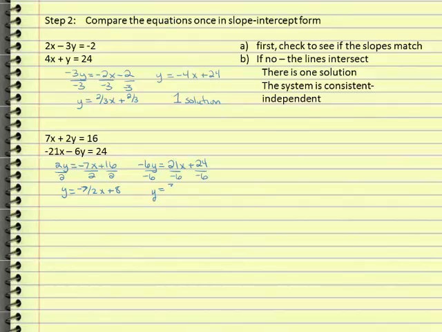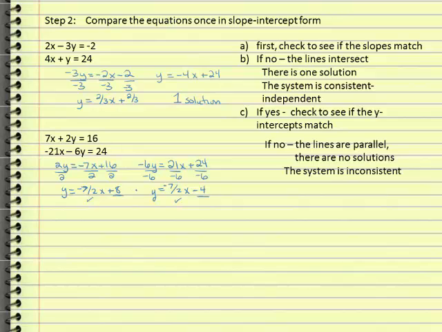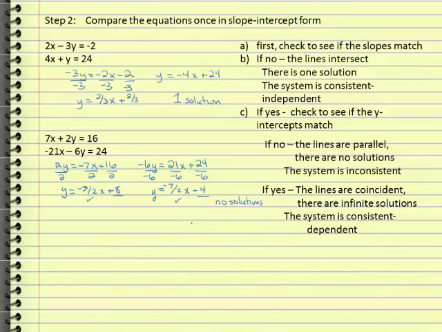21 and 6 both divide by 3, giving me negative 7 halves x minus 4. My slopes match. So now I need to check to see if my y-intercepts match here and here. No, they do not. So the lines are parallel, so there are no solutions. If they had matched, the lines would be coincident and there would be infinite solutions. We're going to check this one next.